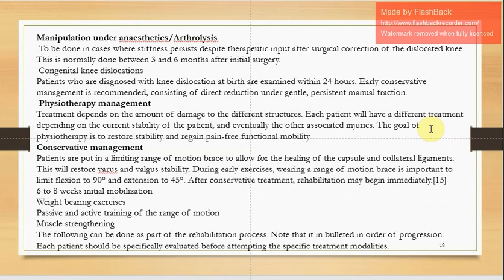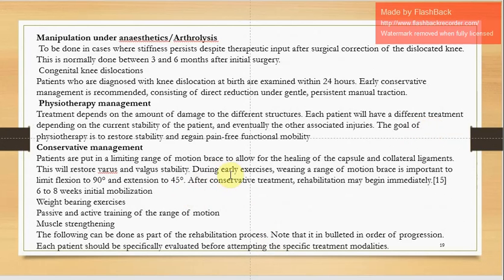Coming to physiotherapy, treatment depends on the amount of damage to different structures. Each patient will have a different treatment, tailored to the patient, depending on the current stability of the patient and eventually the other associated injuries. The goal is to restore stability and regain pain-free functional mobility.